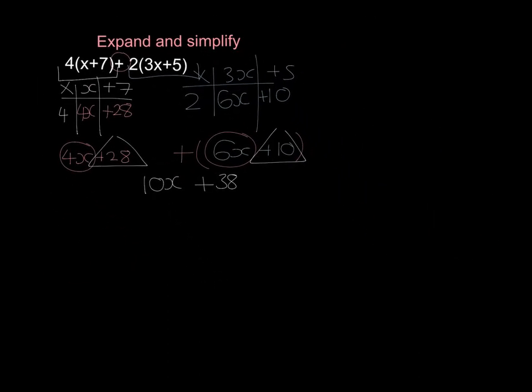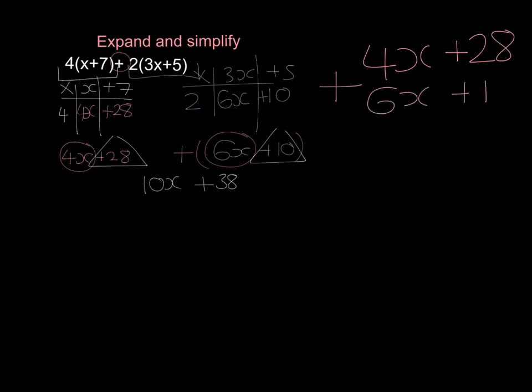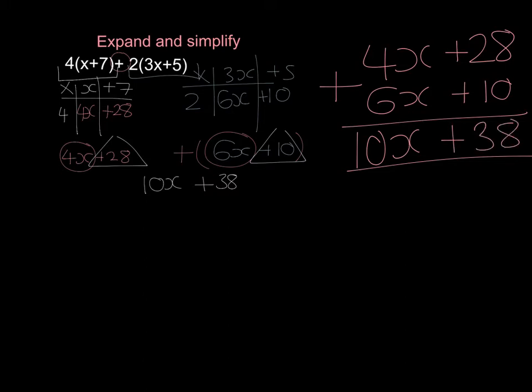Alternatively, you could lay that out in this way. So you could have 4x plus 28 and then add on the 6x plus 10. Because you can see it just like your column addition. You've got your x's added up to get your 10x and your numbers to get your 38. It's the same answer. It's totally up to you what you prefer.